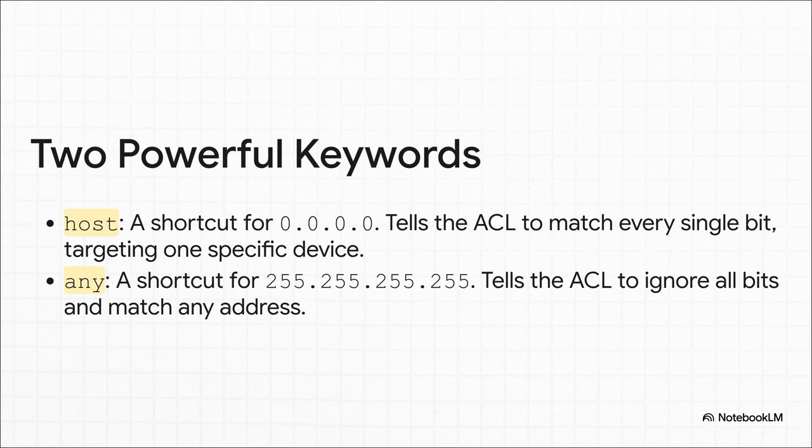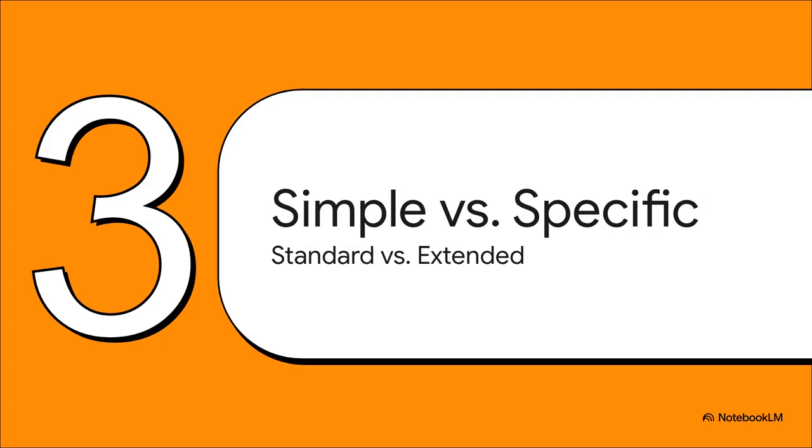If you want to target one single device, just use the word host. And if you want a rule that applies to absolutely everything and everyone, you just use any. These shortcuts are great for keeping your rules clean and easy to read. So now that we know how to write the rules, we have to decide which rulebook our gatekeeper should use. It can either operate with a very simple one or a much more detailed one. And these are what we call standard and extended ACLs.